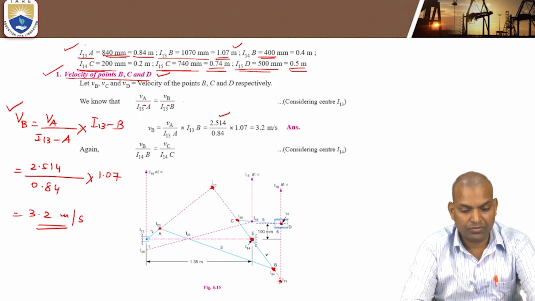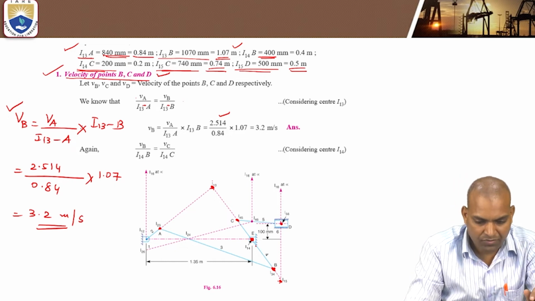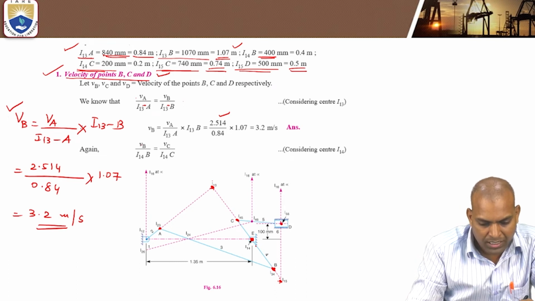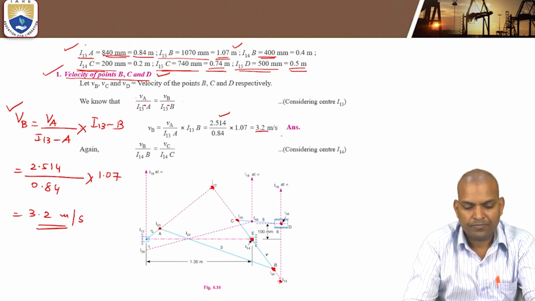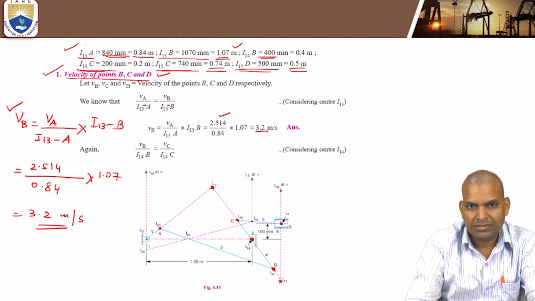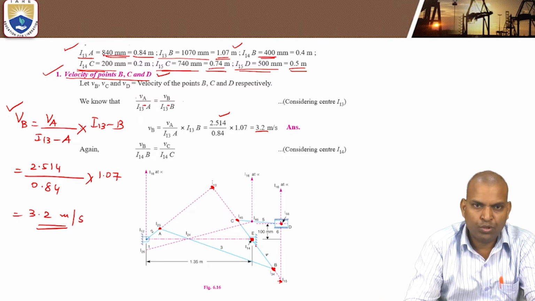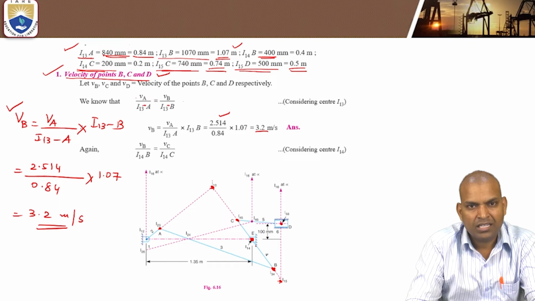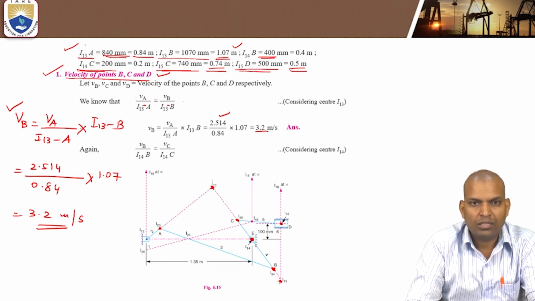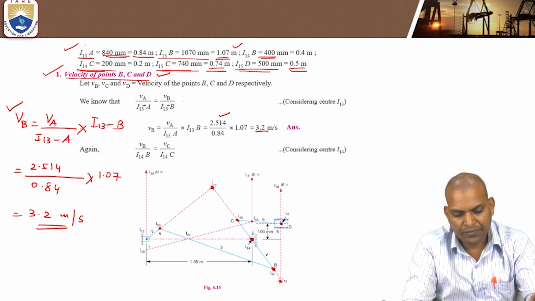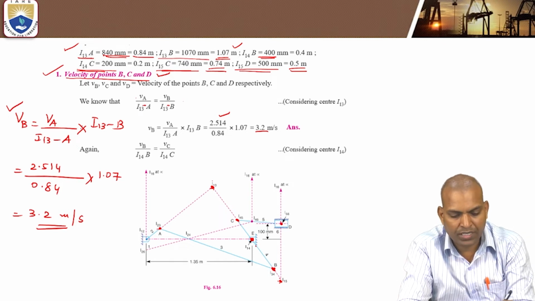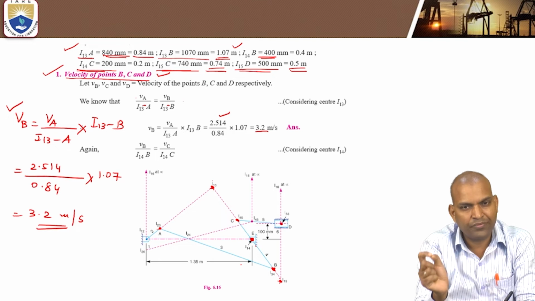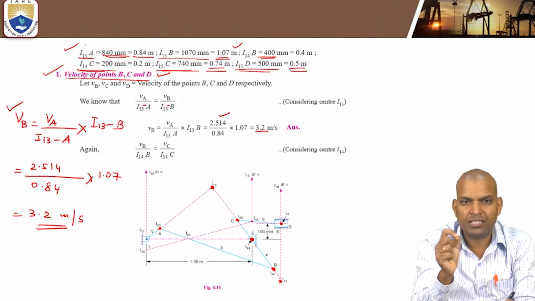What is the next objective? The next objective is to find the velocity of C. We found B. Now we know VA, we know VB, but we need C. C is connected to point A or point B, and you have to take that combination. Here, if you see, C is connected to point B, but not point A. That means the next combination is BC.